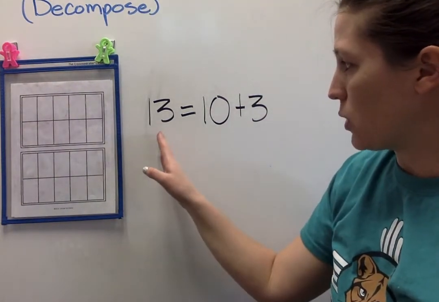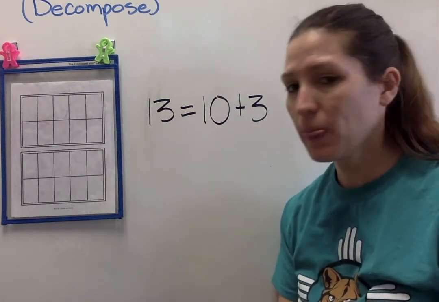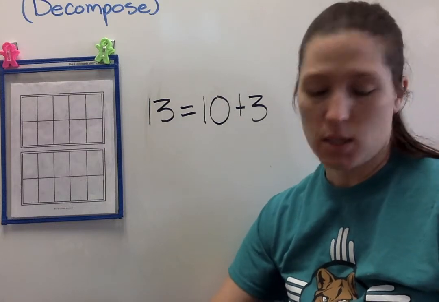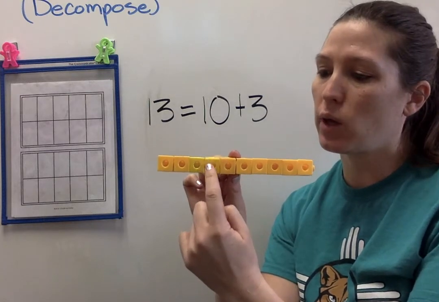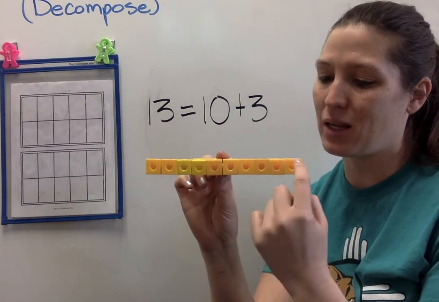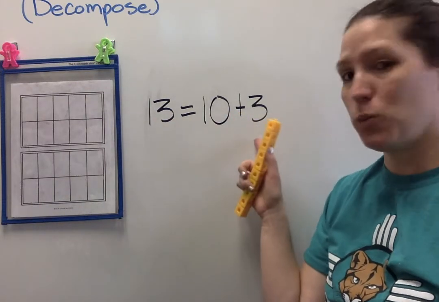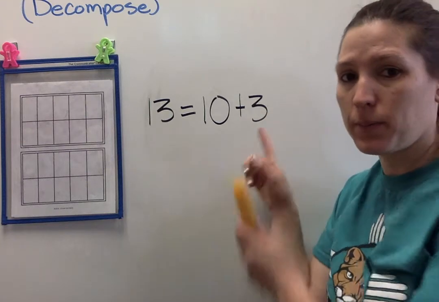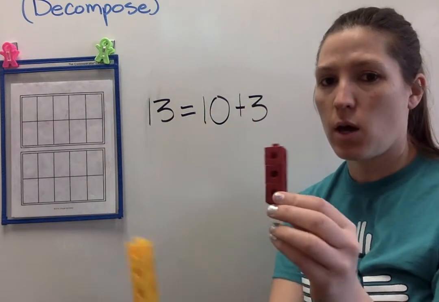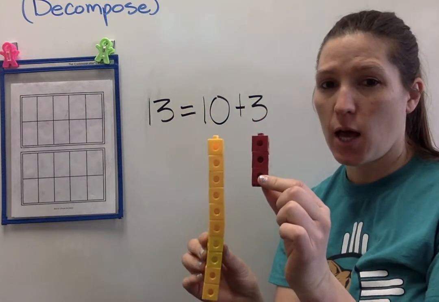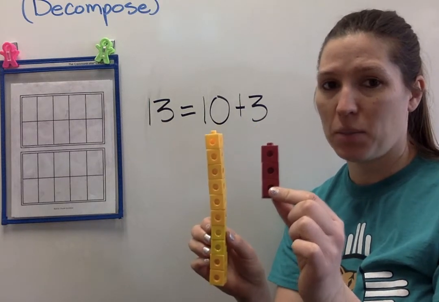My equation shows that 13 can have two groups, one group of 10 plus one group of 3. If I were to have that, then I would have a group of 10 ones. 1, 2, 3, 4, 5, 6, 7, 8, 9, 10. I have a group of 10, which represents this group here, plus a group of 3. How many do you need to be in my next group? 3. So I have a group of 3. 1, 2, 3. A group of 10 plus a group of 3. 13 equals 10 plus 3.